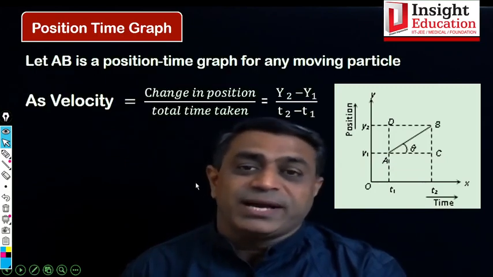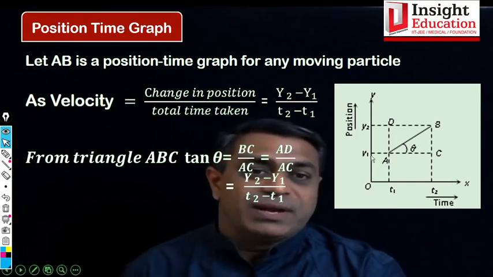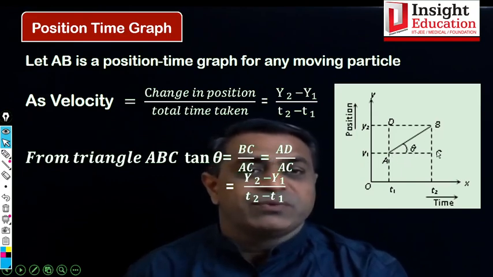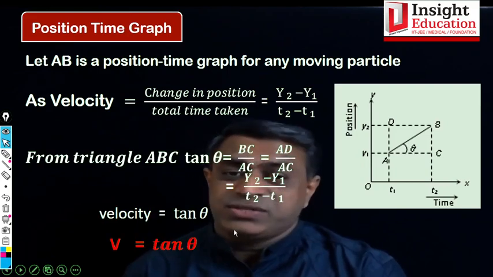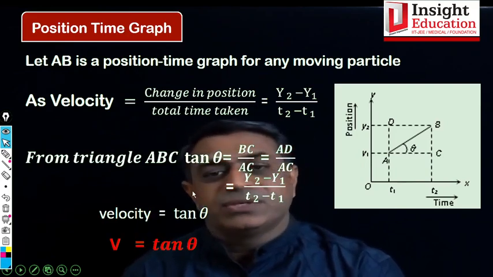In the last lecture, we discussed the xt graph. The slope of the xt graph represents average velocity, and tan theta is equal to average velocity. Tan theta is equal to (y2 minus y1) upon (t2 minus t1). The slope of the xt graph represents average velocity. We have discussed various types of graph.